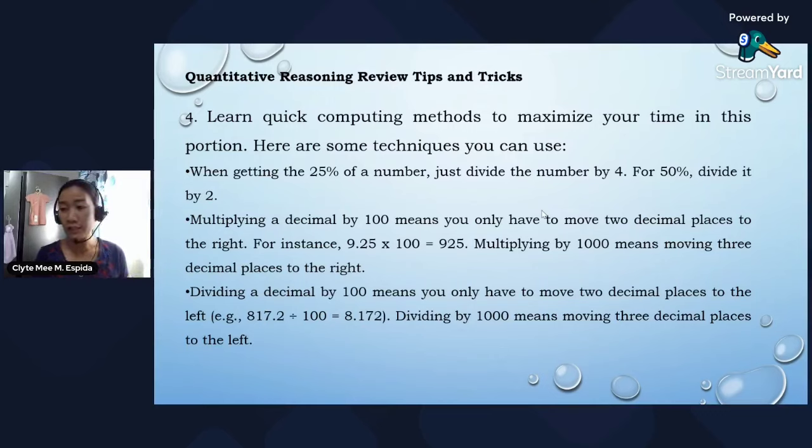And for division, it's the other way around. So if you're dividing a decimal by 100, you're going to move 2 decimal places to your left. With 1,000, dividing it by 1,000, you're moving 3 decimal places to the left.